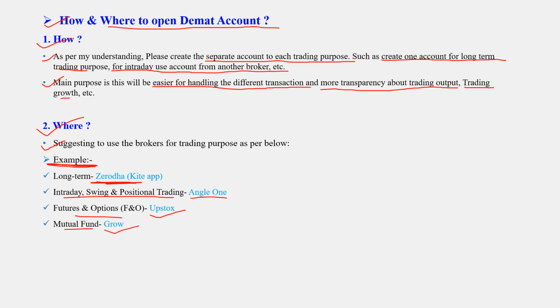These are the good brokers from my experience, but you can take suggestions from other people about good brokers. But create a separate account for each trading purpose. This is the main point. Why? Because it is easier to handle the different transactions, with more transparency about the trading output. So this is regarding how and where to open the account.